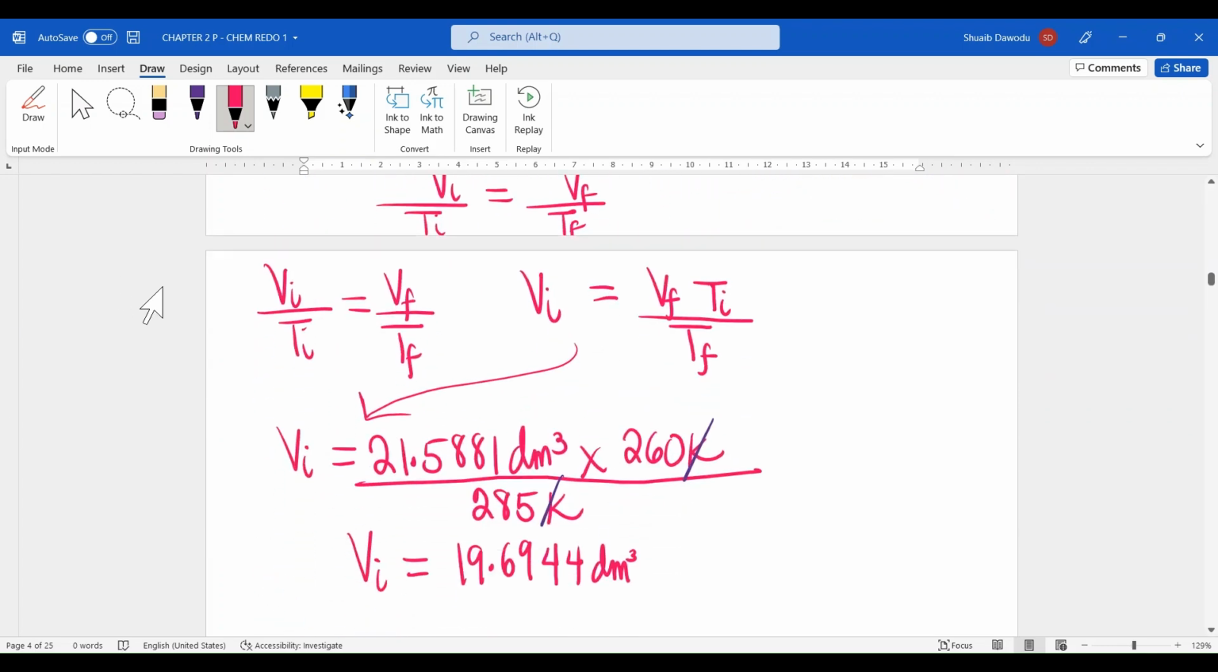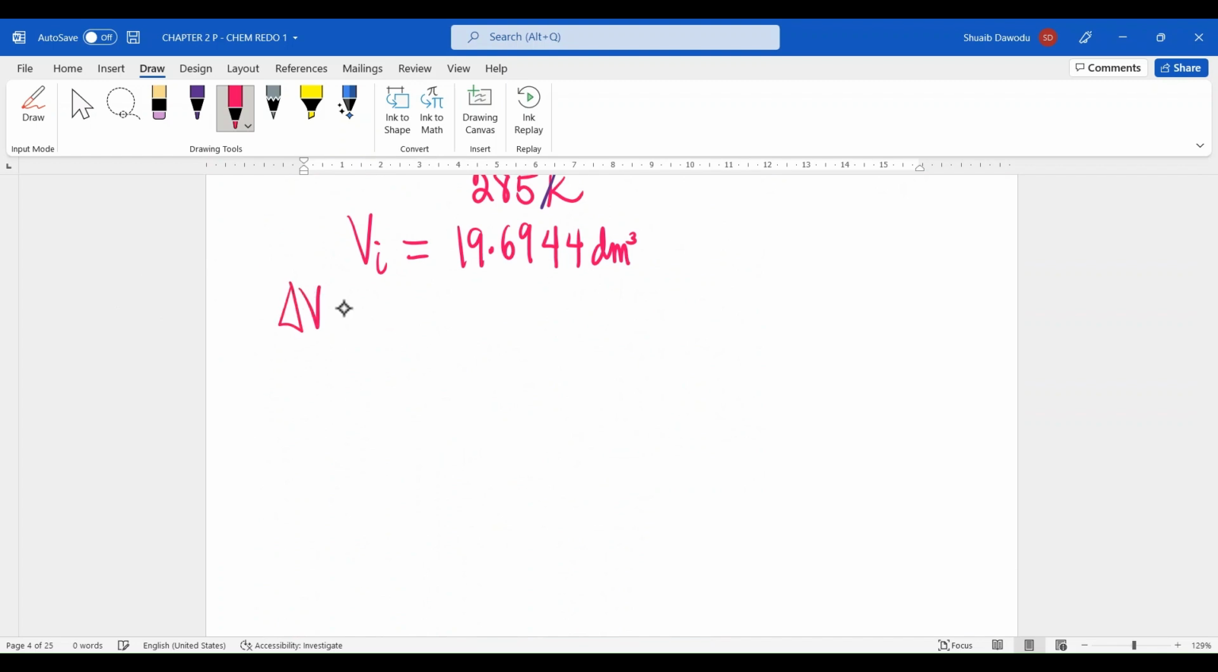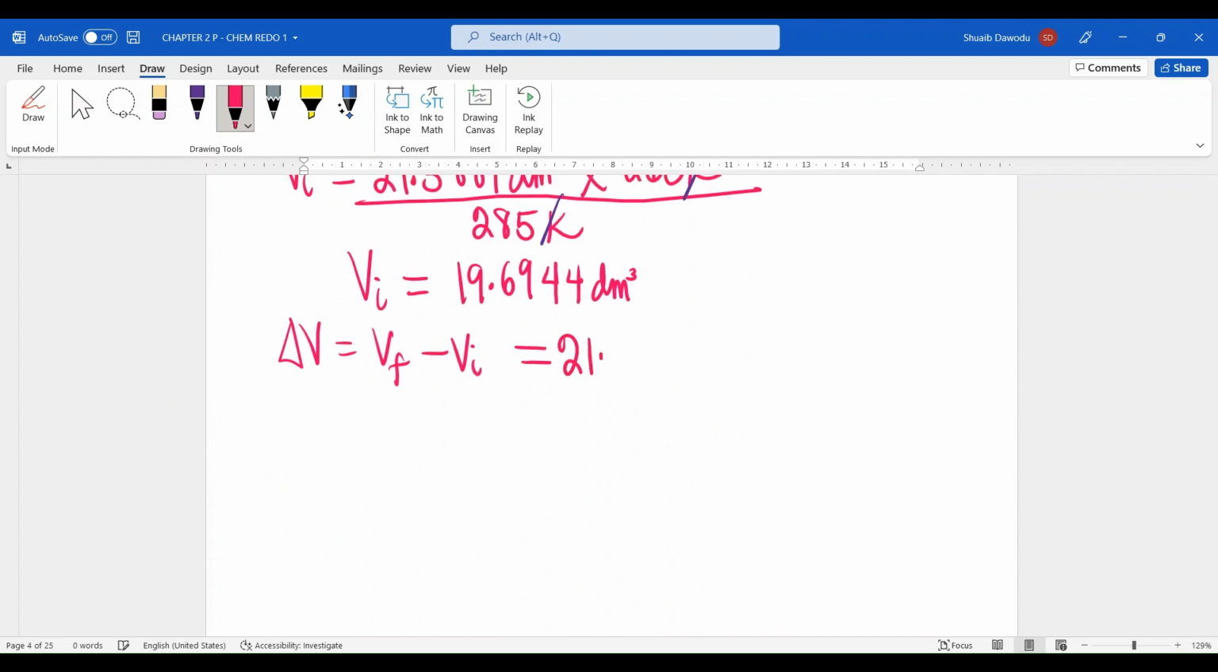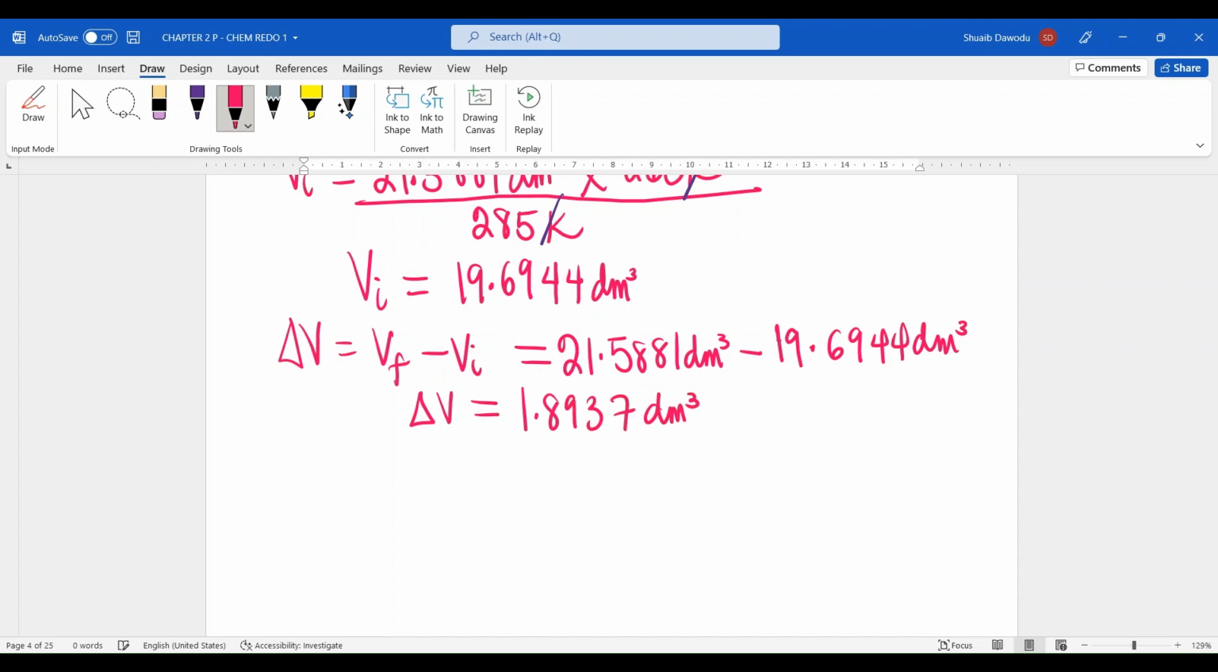Now we have our V initial as well as our V final. So we know the change in V, which is V final minus V initial, is just going to be 21.5881 dm cube minus 19.6944 dm cube. And when you do the calculation, you have the change in V to be 1.8937 dm cube. So yeah, that's basically what we're doing.